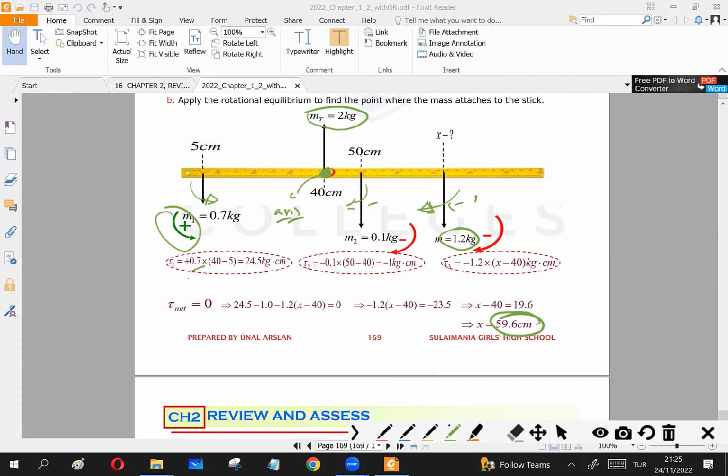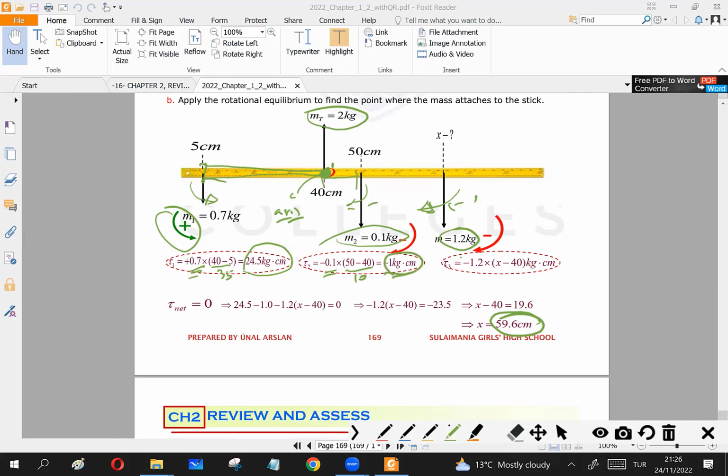Yani, I use the mass in kilogram and the distance from the mass to the axis of rotation. From 5 to 40, how much is the distance? 40 minus 5, yani 35. So it is 35. Then I calculated the torque produced by this 0.7 kilogram mass, which is 24.5 kilogram centimeter. Then I calculated the torque of M2. It is negative because it causes a clockwise rotation. 0.1 is the mass. And what is the distance from 50 to 40 centimeters? It is 10, subtraction of them, 10.